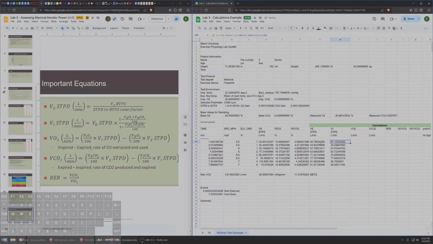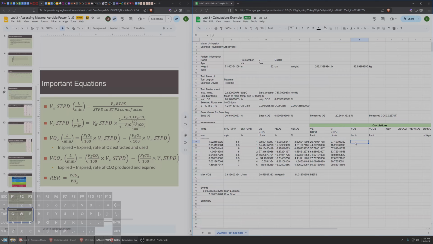And it should be very close to VE. It can start out a little bit above while your oxygen system is getting up and being utilized for energy expenditure purposes. And then it will overtake it at some point. We can see it overtook it here, especially towards max. Cool, so that takes care of VI.